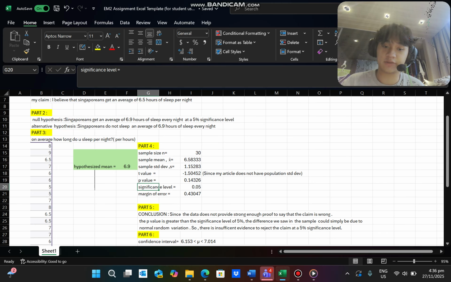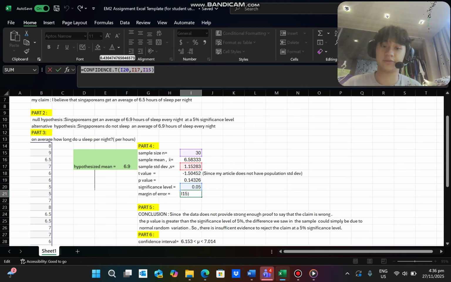For significance level, it is given as 5%, which is 0.05, and my margin of error will be this formula too.